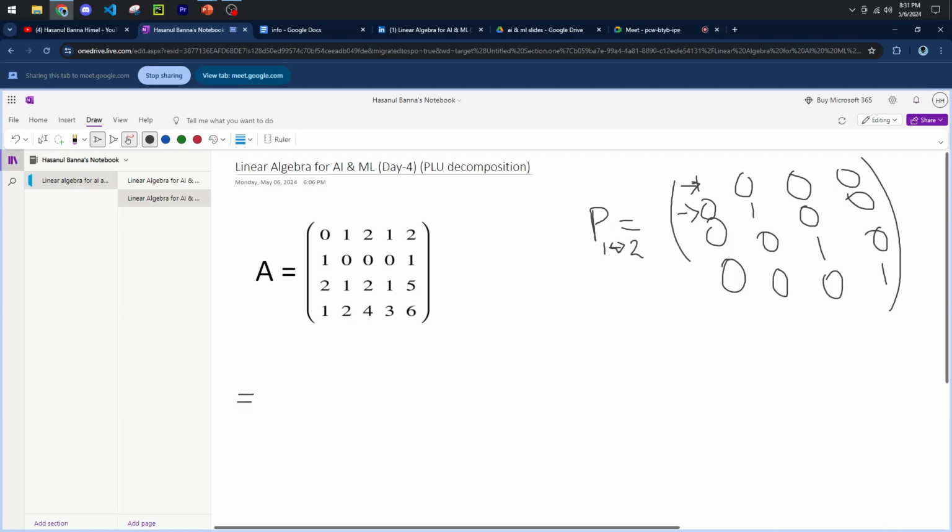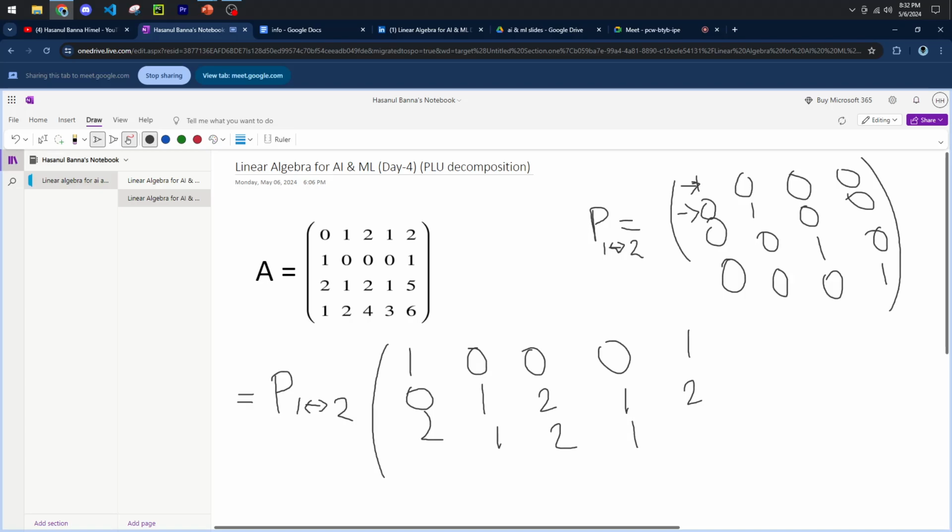So we will write P1,2, and we will transfer our first row into second and second row into first. Now it will be 1 0 0 0, 1 0 ... 0 1 2 1 2 and the rest will be the same: 2 1 2 1 5, 1 2 4 3 6.